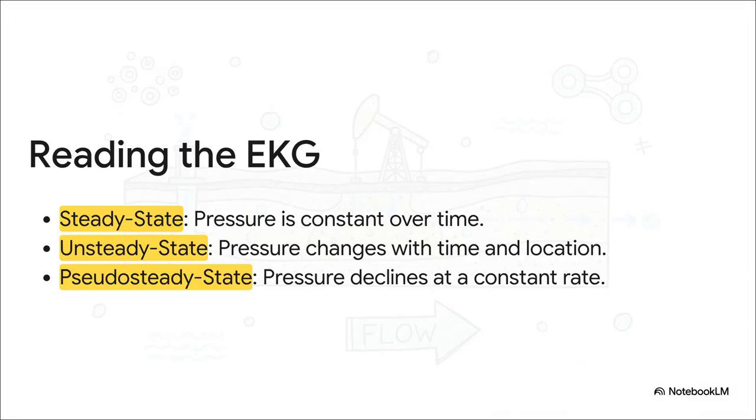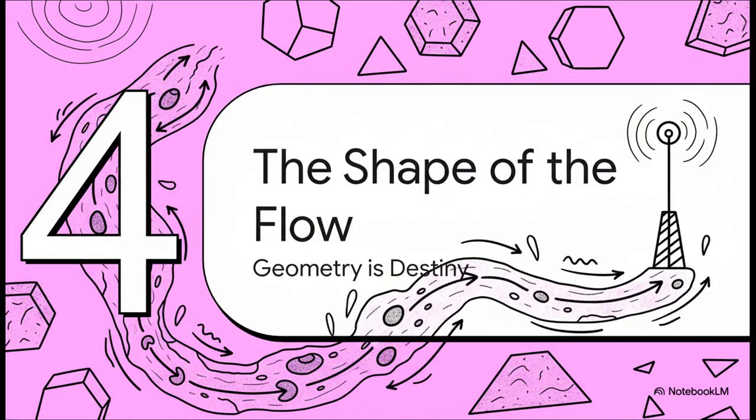So each one of these lines tells a completely different story. That flat steady-state line, that means the pressure is holding strong. Maybe there's a big aquifer pushing back. The steep unsteady-state curve, that's the initial shock to the system when the reservoir first feels that withdrawal. And then the straight, declining pseudo-steady-state line, that tells us the entire system is now draining at a nice, predictable rate. So we have the fluid, we have its behavior over time.